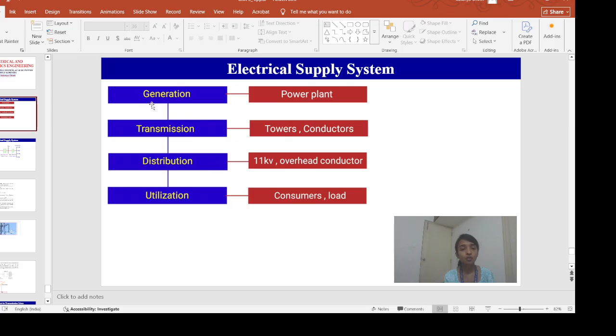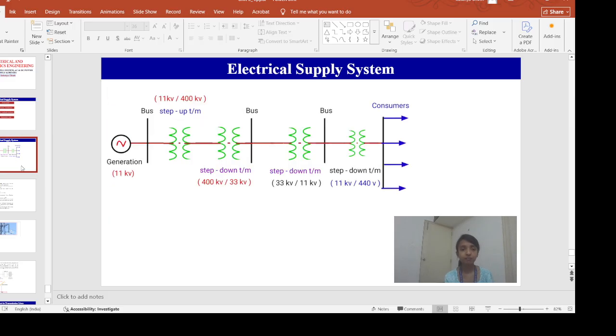The electrical power is generated at the power stations from the power plant. Then that power is transmitted through towers and conductors. Then that power is distributed at 11 kV using overhead conductors, and then finally that power is utilized among the consumers and the load. So let us understand this electrical supply system.